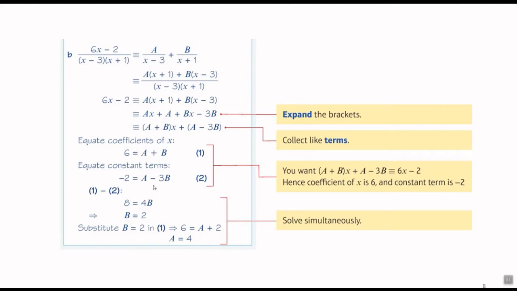So what you have to do? Solve this simultaneous equation, you need to find the values of a and b. If you subtract the two equations, you can find b. Then substitute that b value here, you can find a. So this method we call what? The equating coefficient method.